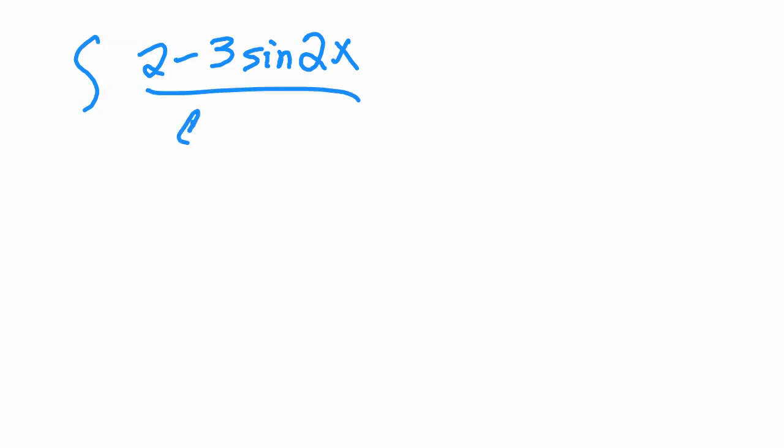If I've got the antiderivative of, let's see, 2 minus 3 sine 2x over cosine 2x with respect to x. Let's just try and tackle this one. I'm just trying to double check and make sure that's the one I actually want here. This is an odd exercise, I believe.